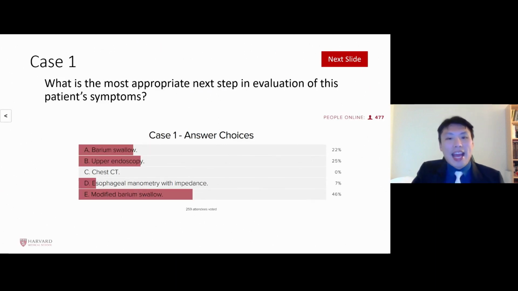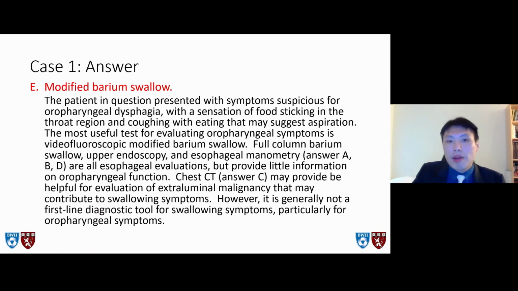So going back to the case, if you remember, the patient came in with a lot of oropharyngeal symptoms. She feels like the food is getting stuck in her throat region. And also she was having a lot of coughing with eating, which makes us suspect an oropharyngeal dysphagia or oropharyngeal etiology of her swallowing symptoms. So a modified barium swallow will be the best modality in evaluating for oropharyngeal dysphagia.